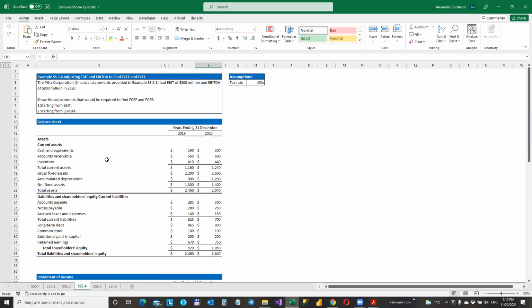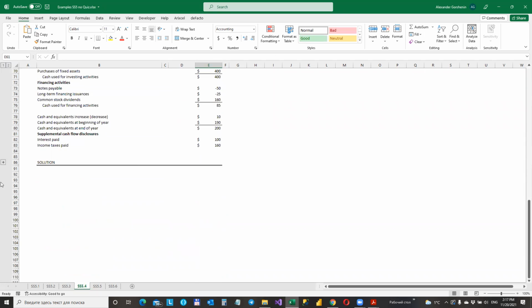We have again Pitt Corporation. We have the same financial statement, but we now have the EBIT of 500 million and EBITDA of 800 million in year 2020. And let us show how we calculate free cash flow to the firm and free cash flow to the equity, starting from these two proxies, sometimes called proxies of free cash flow. That's the common definition for EBIT, EBITDA. You can go to the solution and check again.